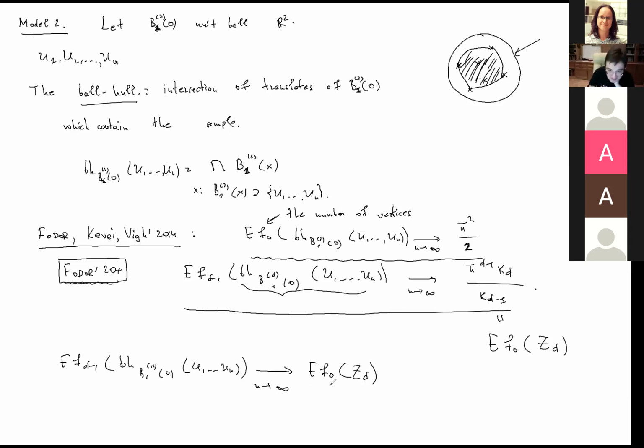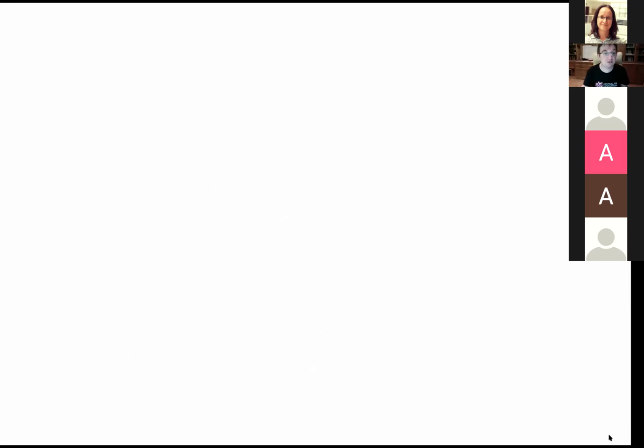And the problem is that here we have vertices and here we have faces of full dimension. So there's some kind of duality in this result. Here naturally we want to have something like the number of d-dimensional faces of something rather than the number of vertices of something. But this problem can be resolved.